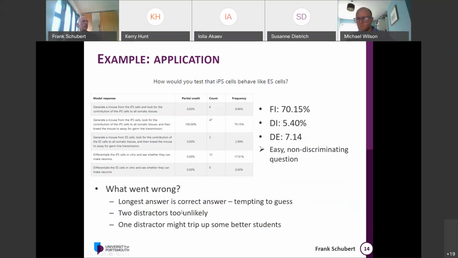The distractors actually are highly unlikely because they talk about ES cells rather than the iPS cells. So that might be too easy for students to pick them out as being unlikely. And one of the distractors might actually trip up some better students, this one here, because there is some element of truth in it, even though it is not a correct answer. So I think when we look at it again, we will rephrase the question and maybe look at the options to see that we can improve that question for next time.